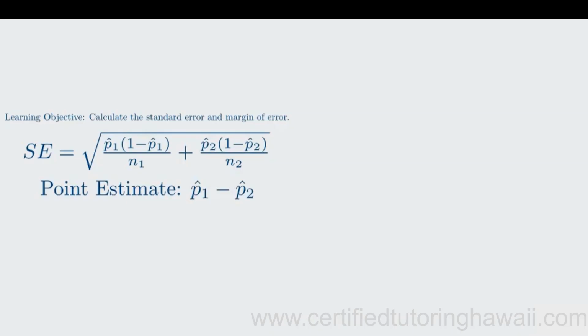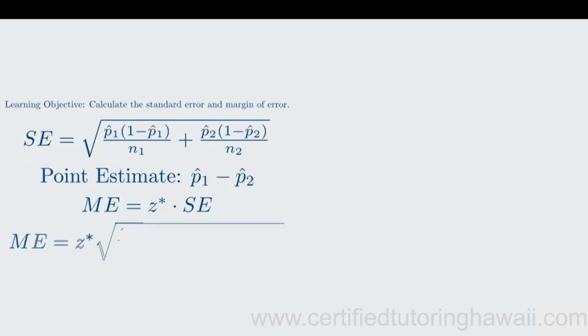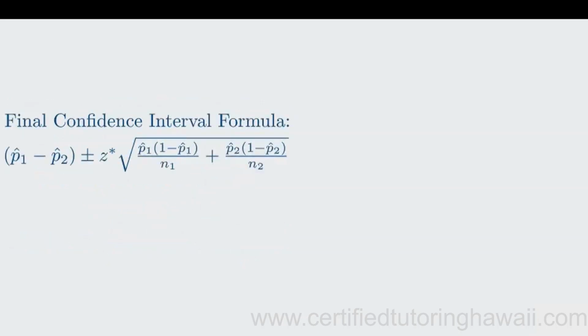We start with our point estimate, which is simply the difference we observed in our samples, p-1 minus p-2. To find the margin of error, we take a critical value, called z-star, and multiply it by that standard error. The z-star value is determined by our desired confidence level, for example, 95%. Think of the standard error as the typical distance our estimate is from the truth, and the margin of error as the maximum distance we expect it to be, based on our chosen level of confidence. When we put it all together, the interval is the point estimate plus or minus the margin of error. This range gives us a set of plausible values for the true difference between the two populations.